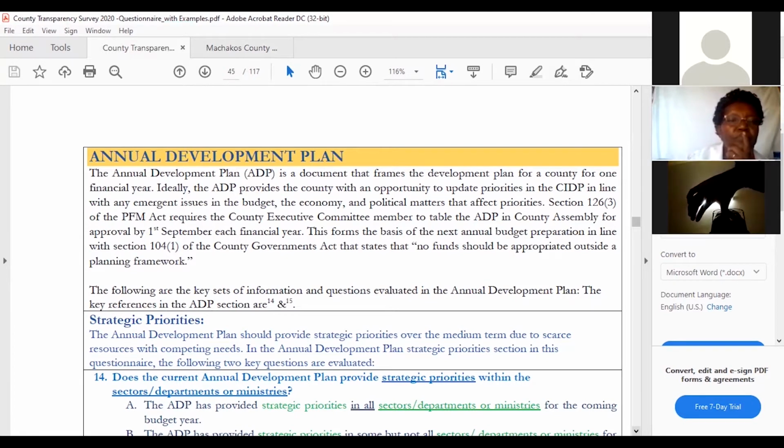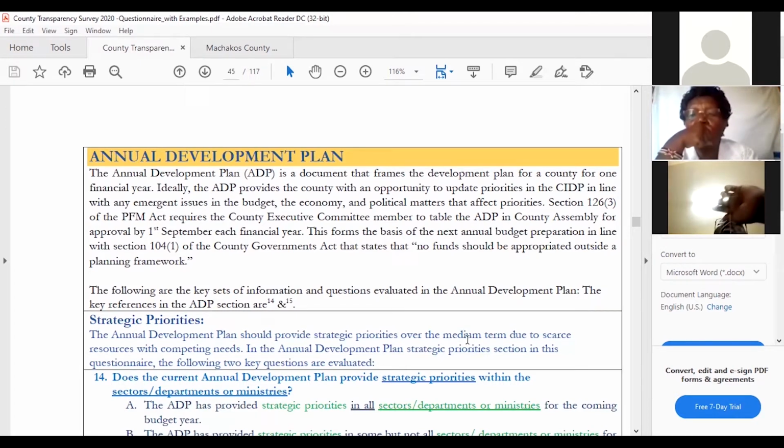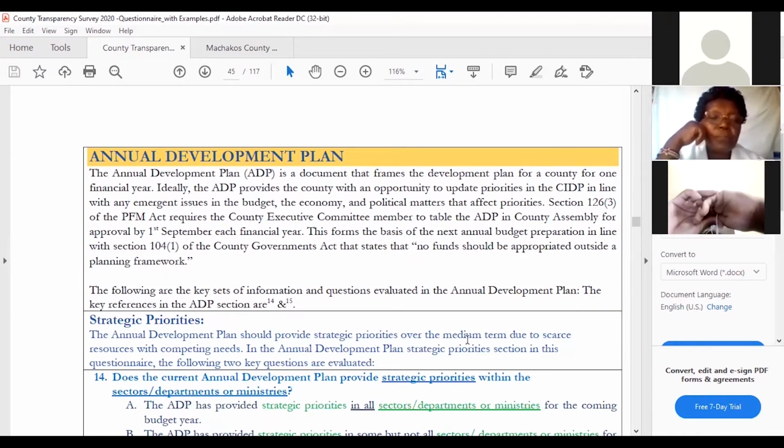What about you, Stephen? You are on mute. Kindly unmute yourself. Hello. Am I audible? Yes, you're now audible. My thinking is that it's a document that contains the development projects that a county is prospecting to have in a given year, broken down into the financial requirements, the amount of money required to have that project implemented, as well as the source of the funds required. That's my thinking.